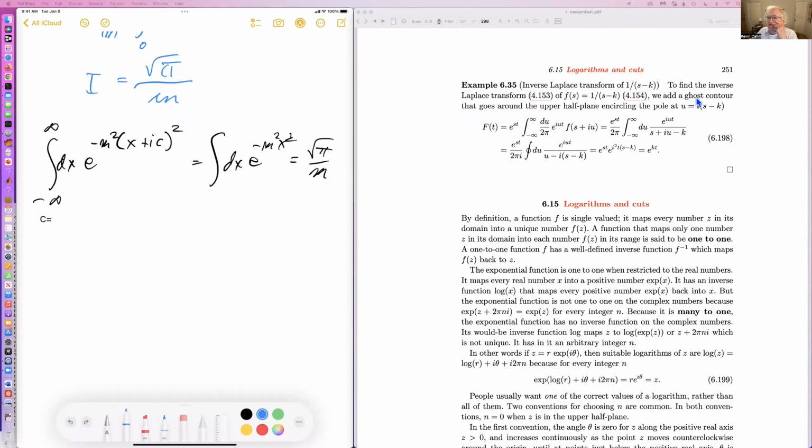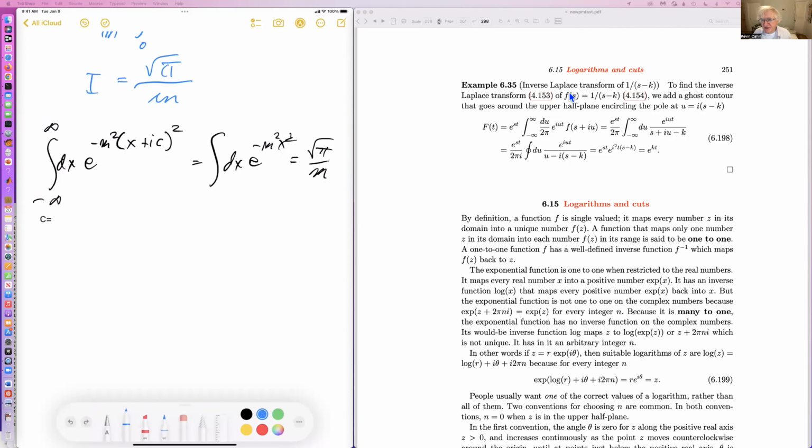The inverse Laplace transform of 1 over s minus k. Well, our formula for the inverse Laplace transform is 4.153, and it is basically this. Here's the thing that we want to invert. We want to find out what function has this as its Laplace transform. And so we write this as not just f of s, but f of s plus iu, and we pick u to be sufficiently positive that this integral du is going to converge.